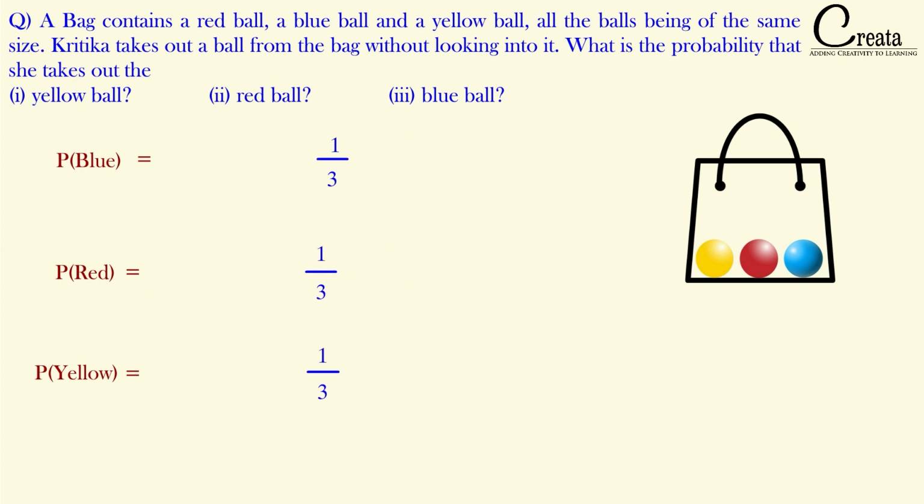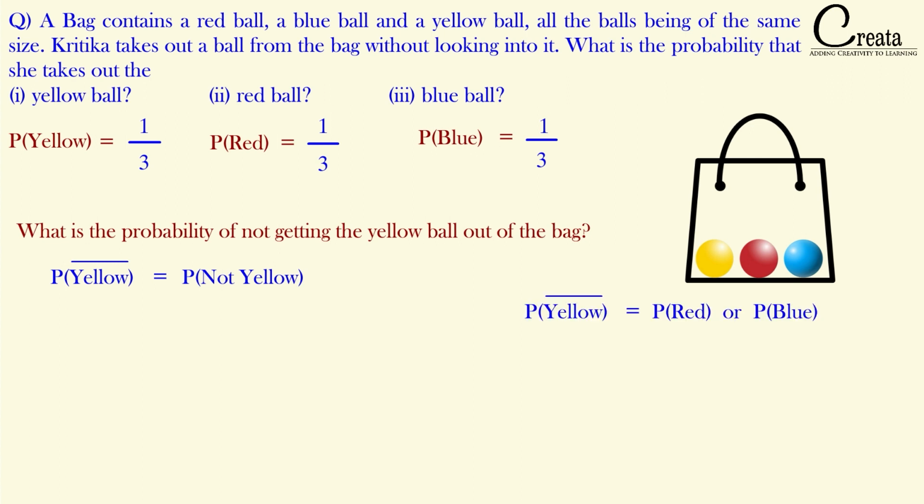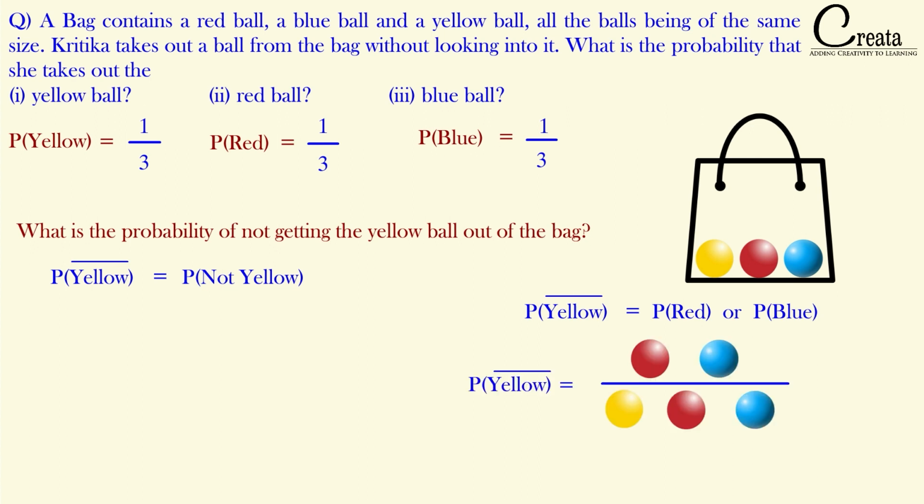And if I ask you what is the probability of not getting the yellow ball, that will be equal to the probability of getting the red or the blue ball. So we got red and the blue ball in the numerator. Why? Because that is the possibility of not getting the yellow ball. If it is not a yellow ball, then it will be either a red ball or a blue ball. The denominator will remain the same. We got the answer as 2 by 3.